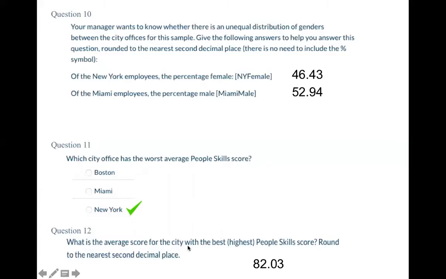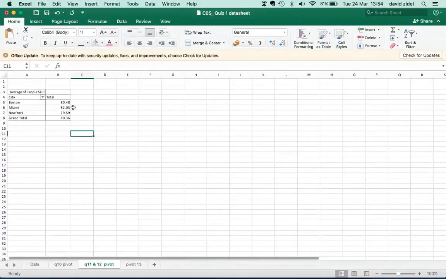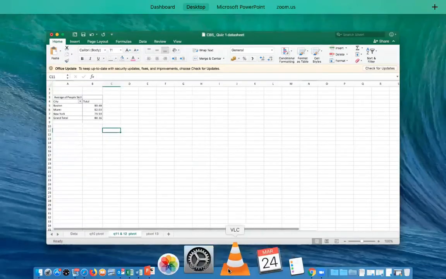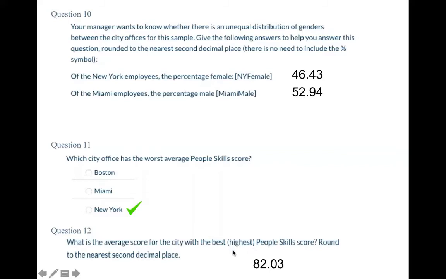What is the average score for the city with the best or the highest score? If we have a look here, I've got 82.03, and that would be Miami. So that's the score. If they asked for the city, it would be Miami. If it asked for the score, 82.03.